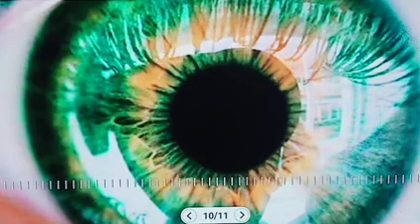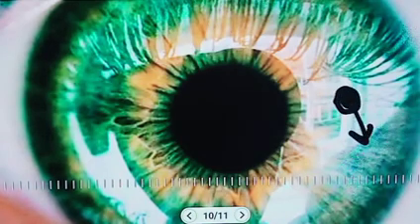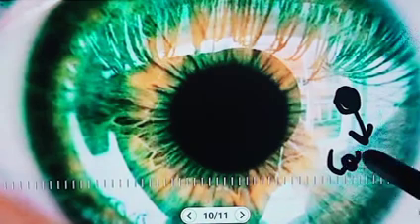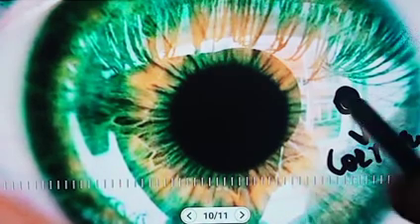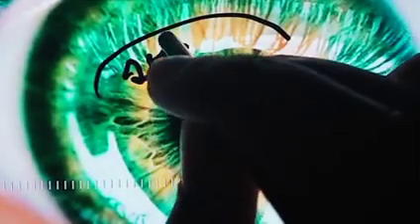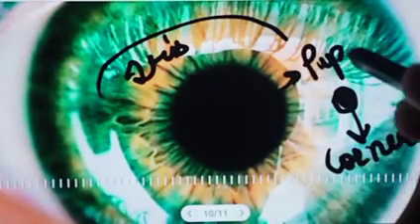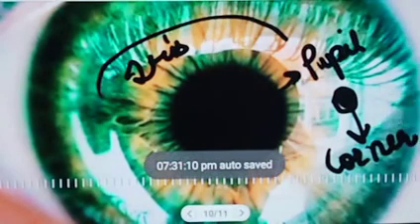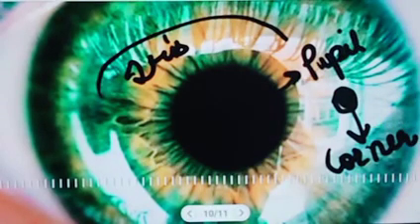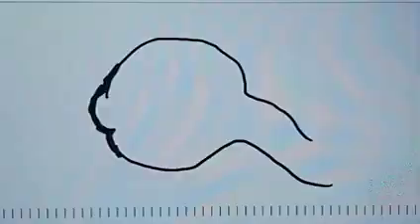So this is the human eye. We can see that the transparent part, the front part of this eye, is called the cornea. The colored part is the iris, and this black part is the pupil. We will discuss the internal parts of the eye in this video, and we will discuss these parts also in detail. We will discuss the structure of the human eye by a diagram.